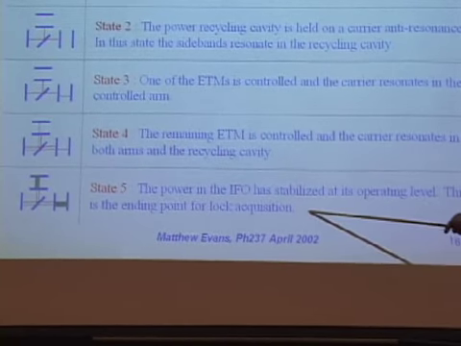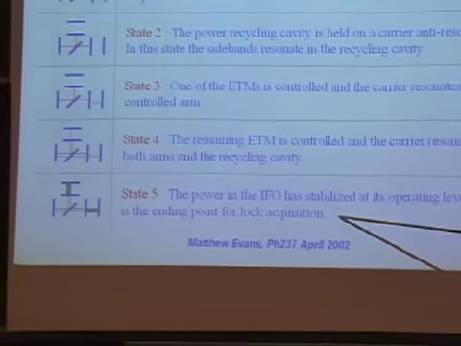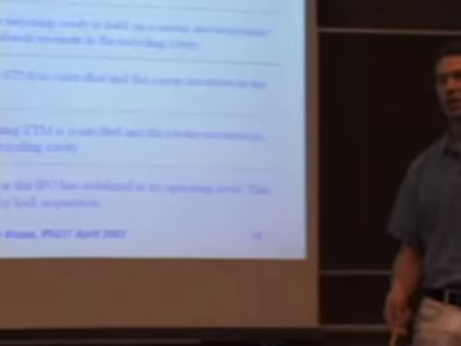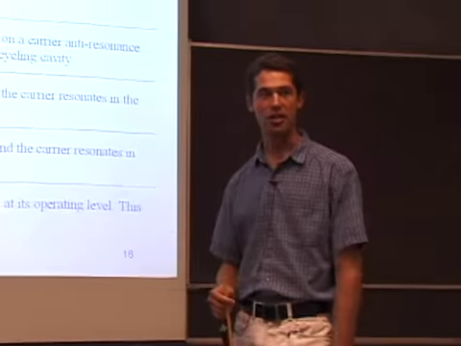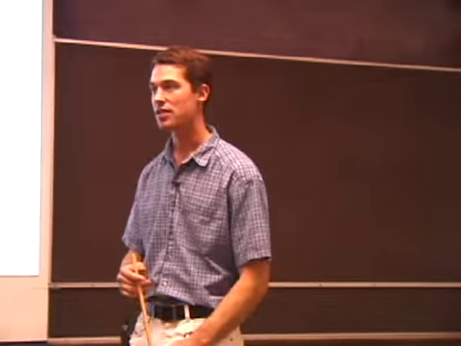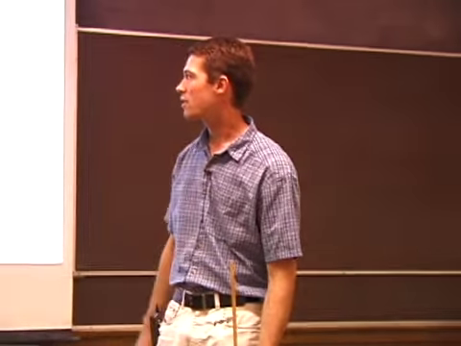If you wait a while and you're lucky, you arrive at state 5, where the power of the interferometer has come to equilibrium, and you're basically done with lock acquisition. Now you can switch to detecting gravitational waves. So this is the progression for a power cycle.